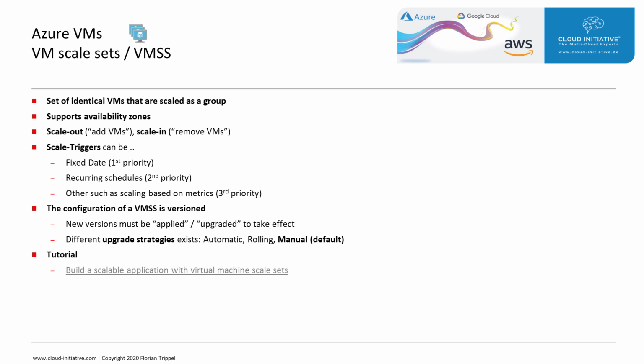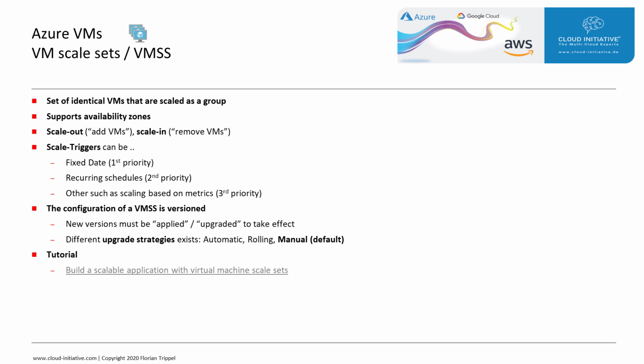The configuration of a VM scale set is versioned. We can choose to apply new versions automatically or manually. The default is that we would have to apply the new version manually. When we set it to automatic, then Azure can decide at its own discretion how it will upgrade our VMs. For instance, Azure could decide to upgrade all VMs at once, which causes service downtime. So in this case, automatic does not mean intelligent.